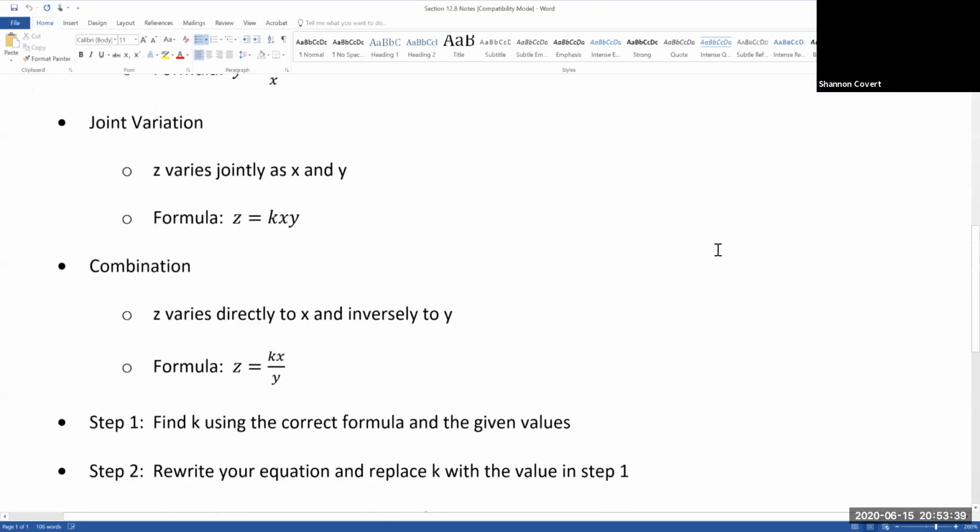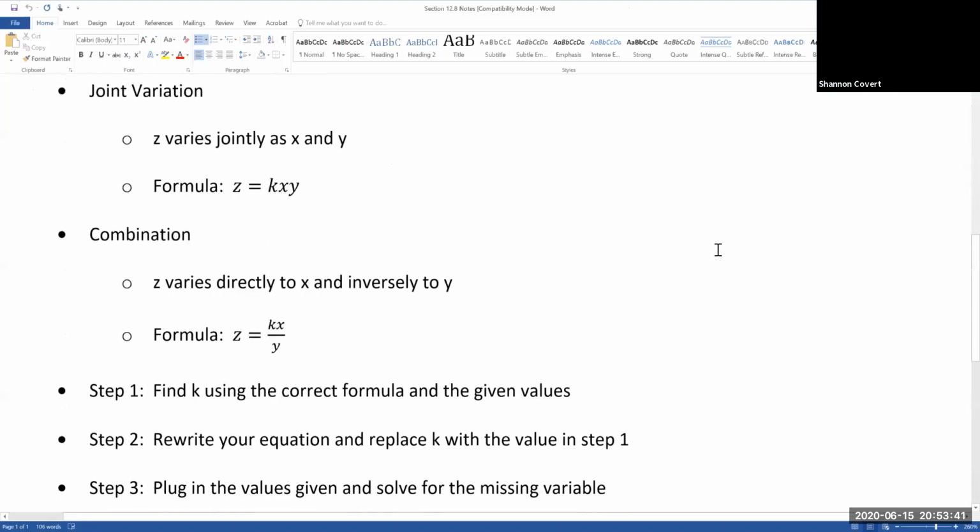Joint variation problems will say z varies jointly as x and y. The formula for joint variation problems is z equals kxy, k being your constant of variation once again. And then there are times where you'll have a situation where they use a combination of variations. For example, z varies directly to x and inversely to y. The formula for that statement would be z equals kx over y, where k is again your constant of variation.